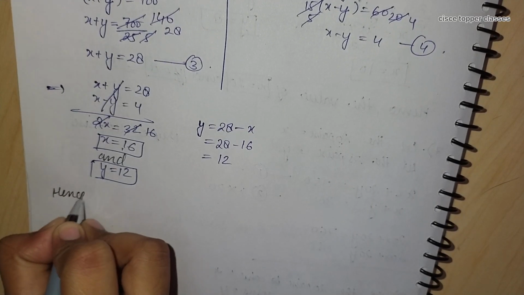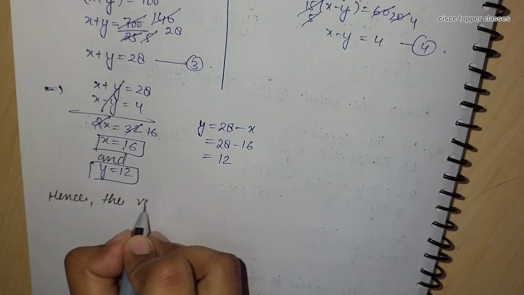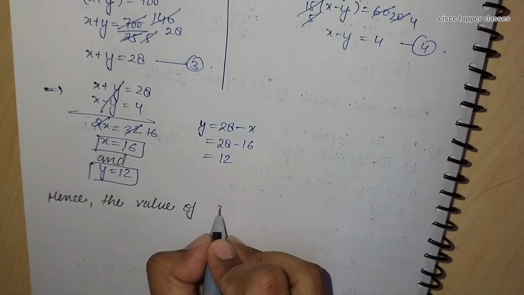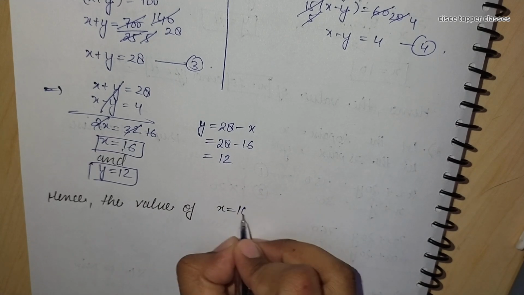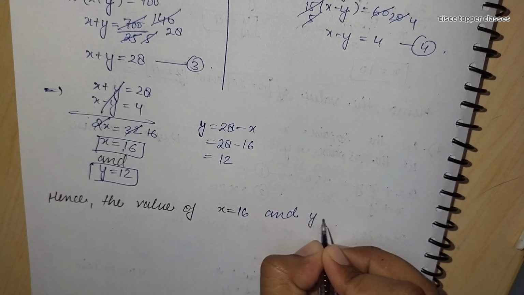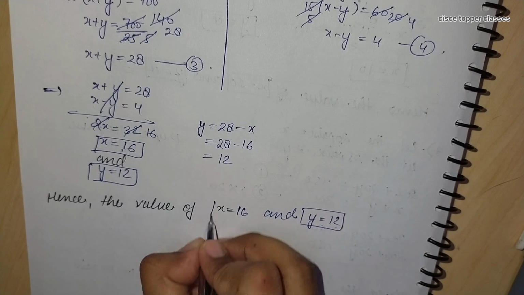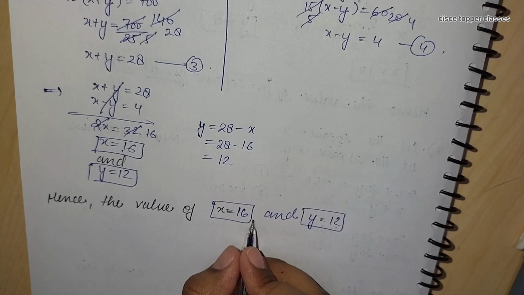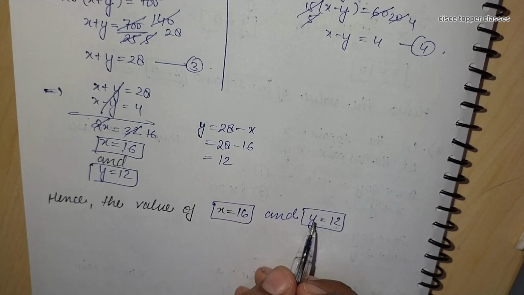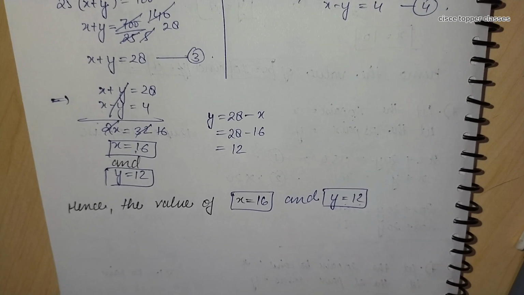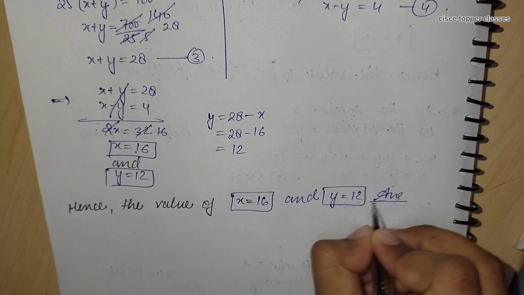Hence the value of x is equal to 16 and y is equal to 12, which means the number of notes of rupees 20 is 16 and the number of notes of rupees 5 is 12. From this question we got the answer here as the final answer.